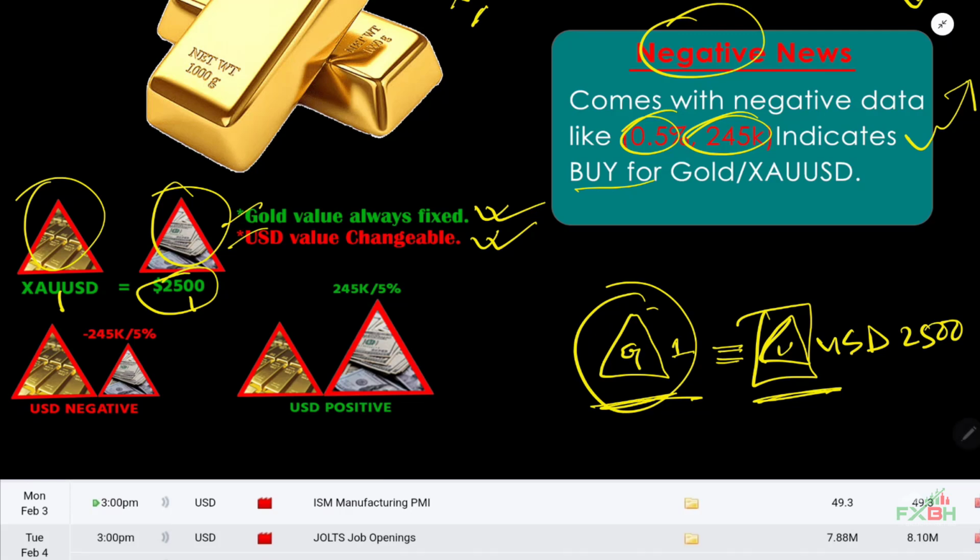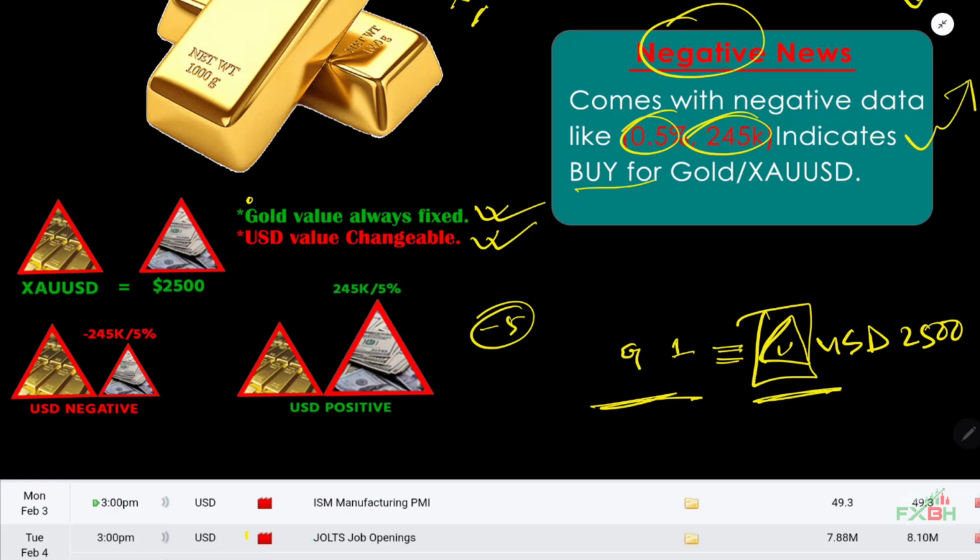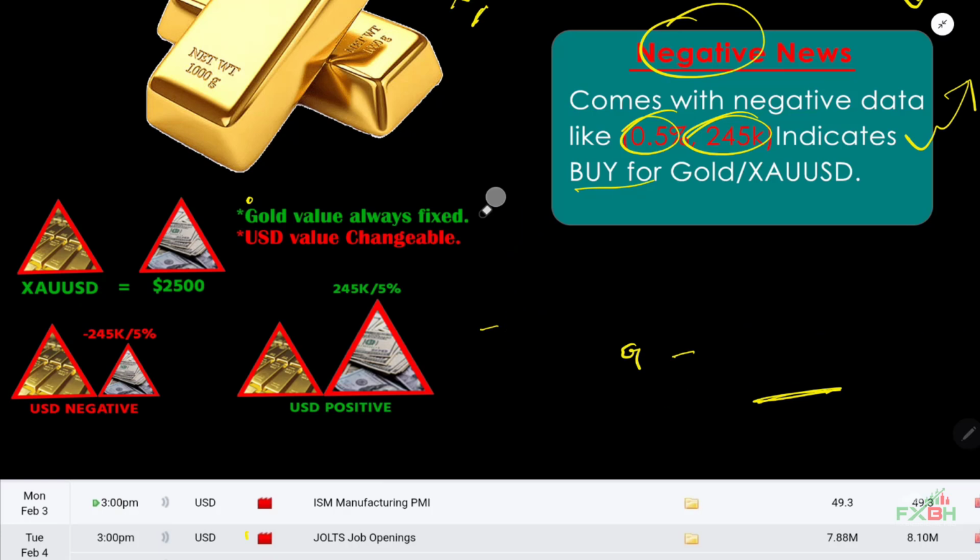Like market data comes with -5%. If we subtract 5% from our previous value, let me clean that first. So if -5% data comes, that means if we subtract 5% from this triangle, it will be smaller than before, and in that case, as gold is constant, gold is bigger than USD, so here is buy. That means if data comes with a negative value we will buy gold, if data comes with a positive value we will sell gold.